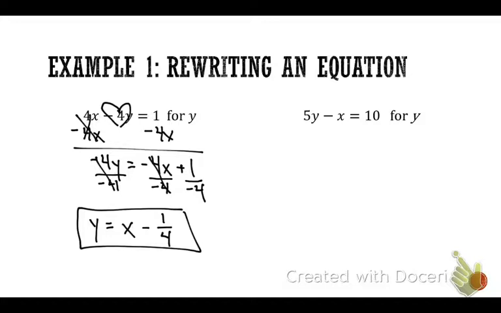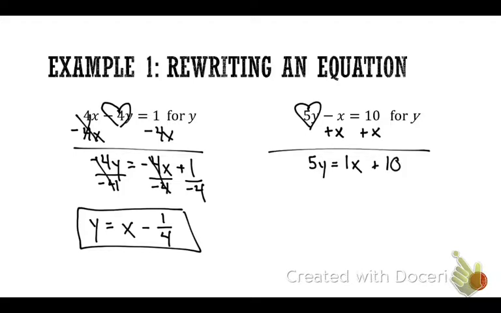Okay, so heart goes around the 5y. How do I get negative x to the other side? Add x. Okay, add x to the other side. All right, now I have 5y equals, I would do a 1x. It just helps me remember there's a 1 there. Plus 10. You guys didn't try to add those together, right? They're not like terms.